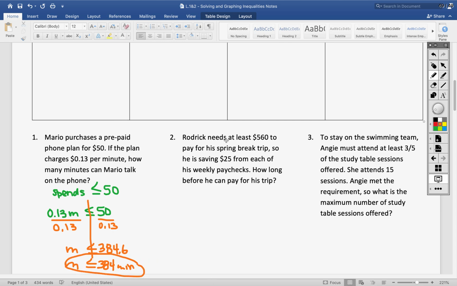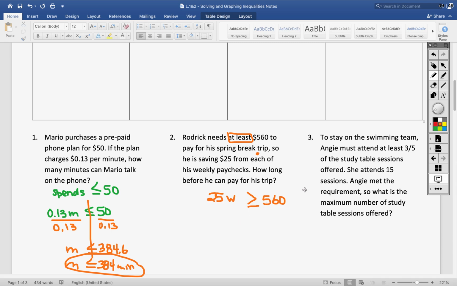Roderick needs at least. So here we have the vocabulary word at least. So if you looked ahead or looked at the word bank, at least means that it's going to be greater than or equal to $560. So he knows at least $560 to pay for a spring break trip. He is saving $25 from each of his weekly paychecks. So each tells us to multiply, and he's saving $25 each week.